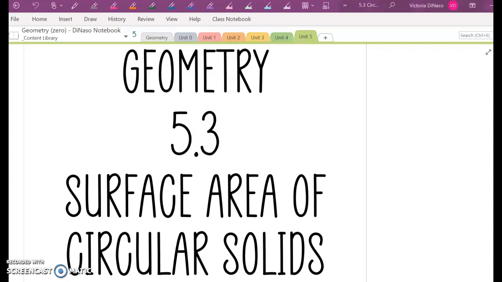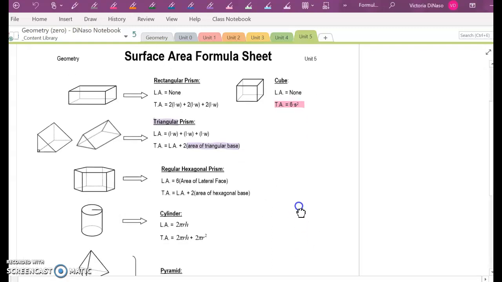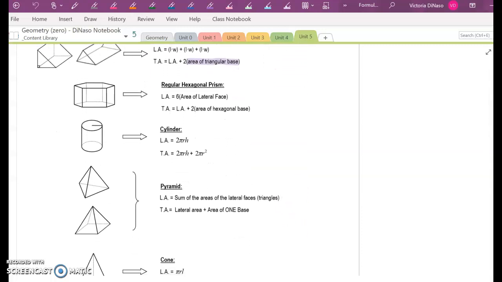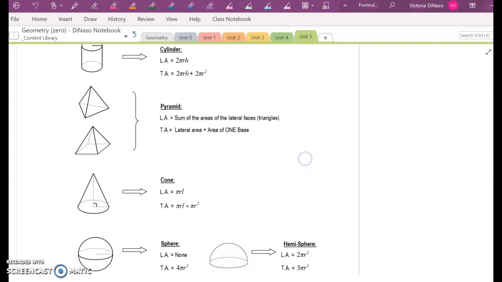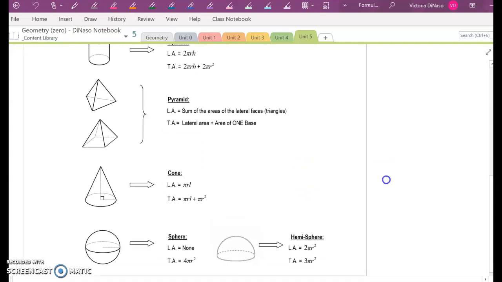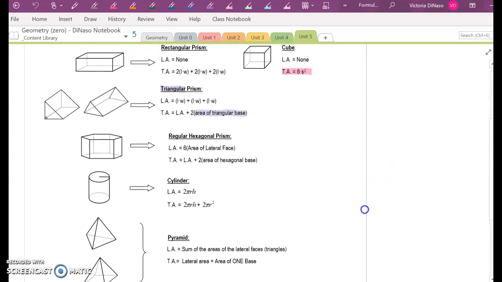In today's geometry lesson, we're going to be doing section 5.3, which is the surface area of circular solids. All of the formulas that we're going to be using come directly from this formula sheet right here. So we've got circular solids, which includes cylinders, cones, spheres, and then even hemispheres. So we're going to be analyzing all of these and using these formulas as we go through today's lesson.